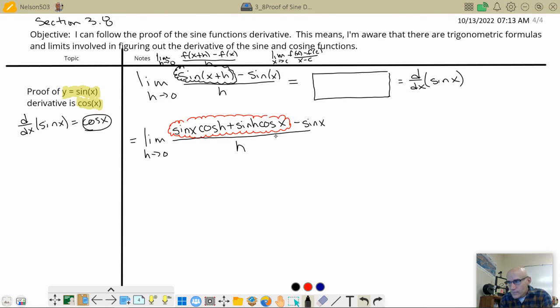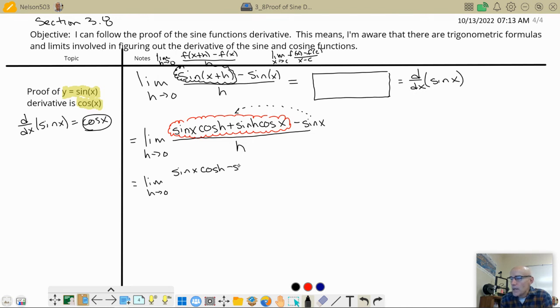So anyways, how does this help me? It doesn't look like it's going to help me. Well, there's some more algebra that we're going to do. We're going to rearrange things. This is called the commutative property. If I move this guy closer to this term over here, they both have a sine x in them. So here's the first term right there, sine x cosine h. I'm going to put this guy next.